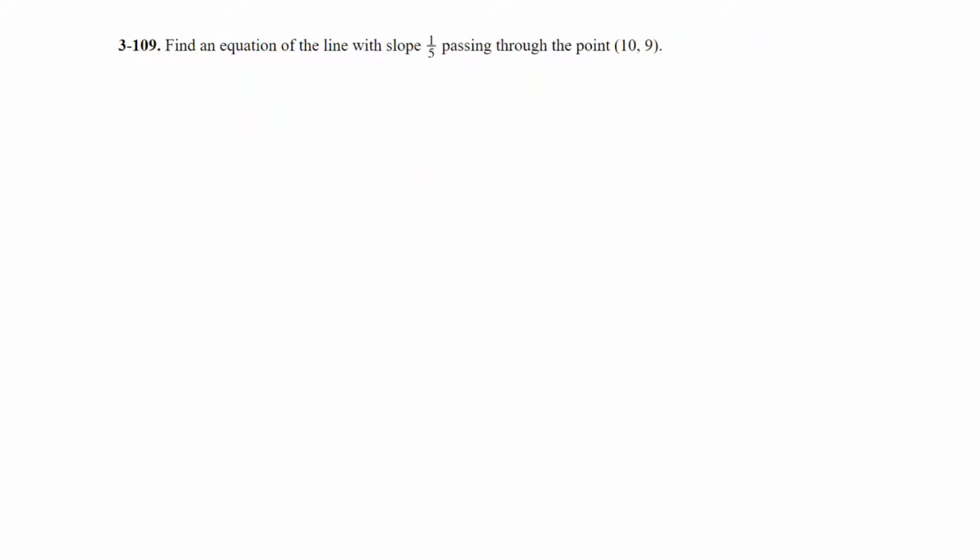Question 109, find the equation of the line with a slope of 1/5 passing through the point (10, 9). So really similar to what we just did, we're going to use the equation y equals mx plus b. We're going to plug in what we know. We know 9 is equal to y, the m is 1/5, and the x is 10. And then we're just going to solve for the y-intercept because we have the slope. We just need the y-intercept.